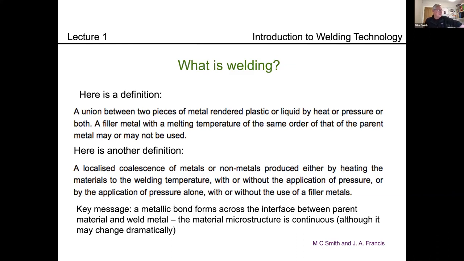So to unpack that, there's a key message here. What we're doing is we're taking two subcomponents, which we may have made by machining, forging, whatever, and we're forming a metallic bond across the interface between the two components. So you go from parent material through to material that's melted or got very hot, which we call the weld metal, and then back to parent material on the other side. So we have a continuous material microstructure. Now that microstructure may change dramatically, and we'll see that in lecture three, and indeed in lecture two as well. But the key message is you're basically converting two components into one component.